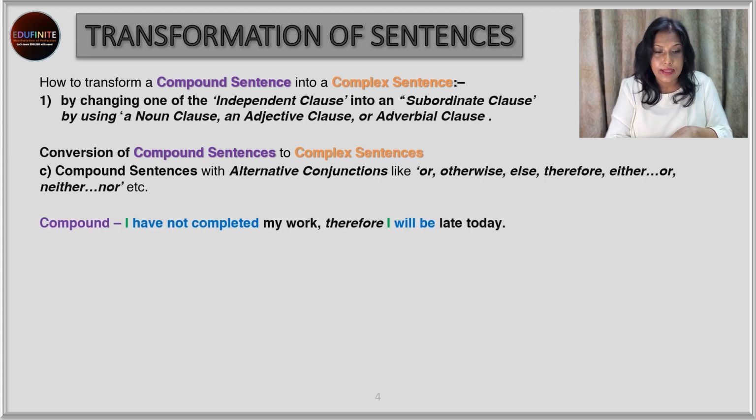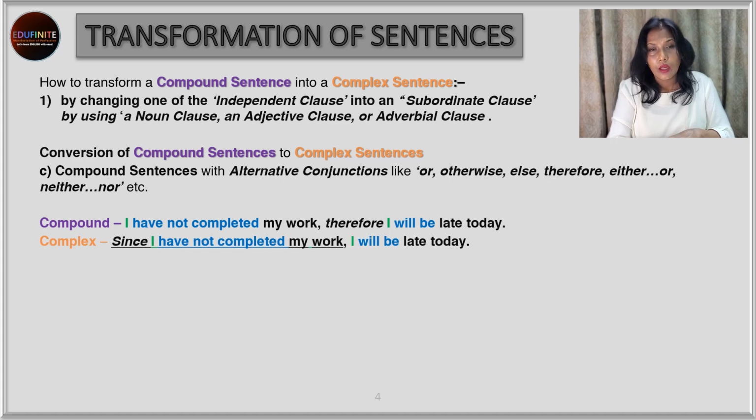So the first compound sentence is, I have not completed my work, therefore I will be late today. So let's look how we change this into a complex sentence. To turn this into a complex sentence, we have attached since as the subordinating conjunction and turned the independent clause into a subordinate clause. And we have eliminated the alternative conjunction therefore and written the independent clause, and that's how it's a complex sentence. Since I have not completed my work, I will be late today.